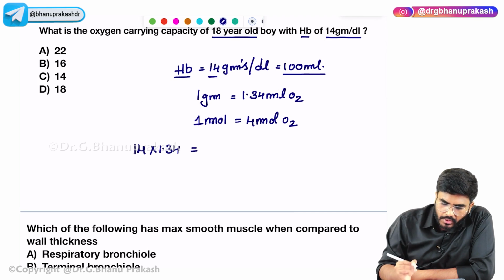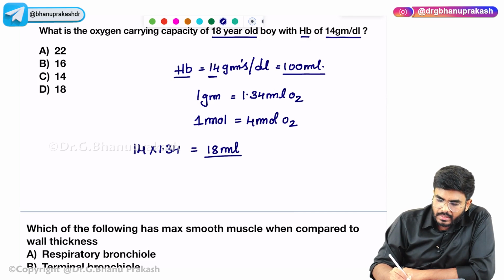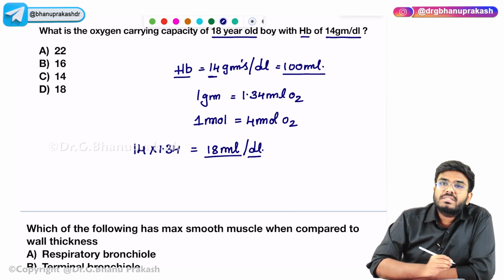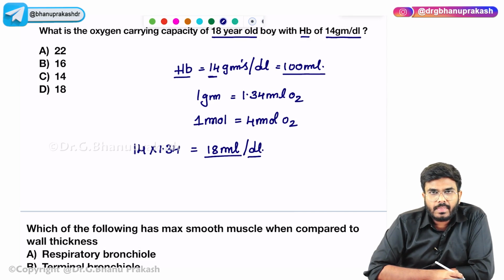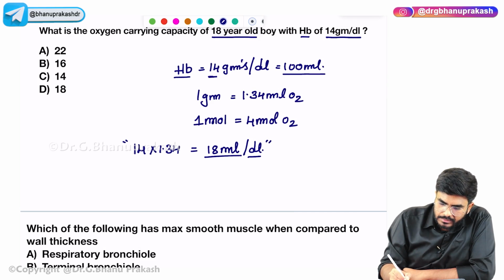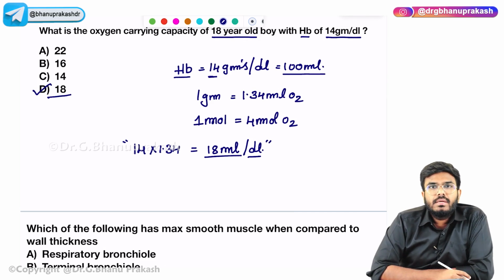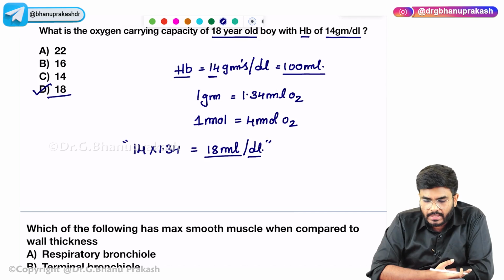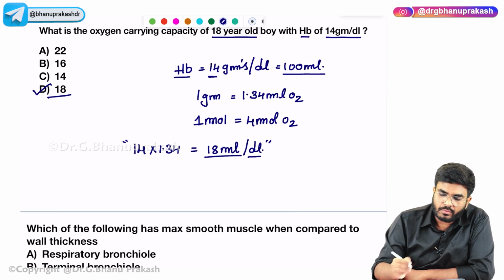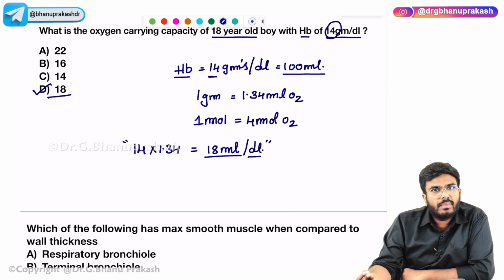14 into 1.34, how much will it be? It will be somewhere around 18 ml per deciliter. So this much is the oxygen carrying capacity in this boy. So how to calculate it? Take the hemoglobin concentration, 14 grams, into 1.34. If they say 14, you just multiply it with 14. If they say 15, multiply it with 15.